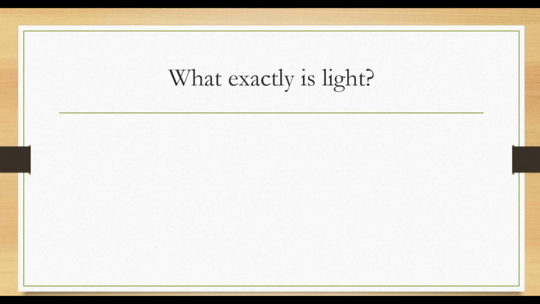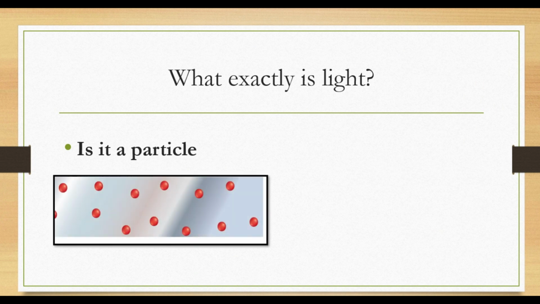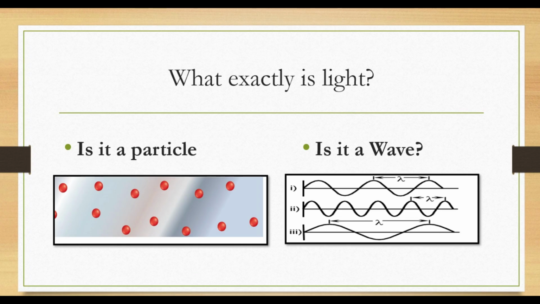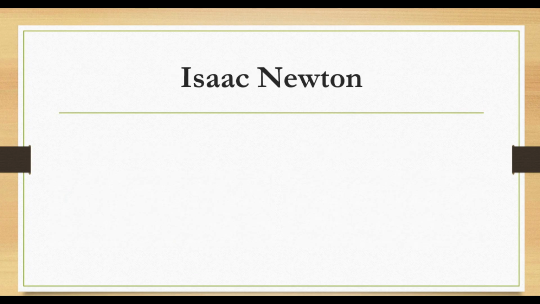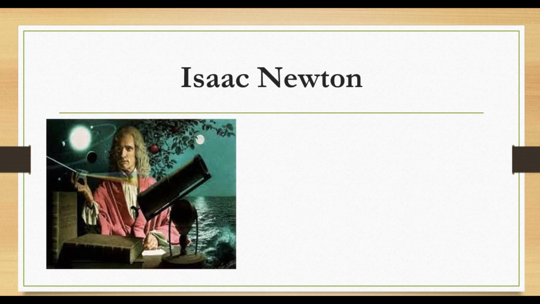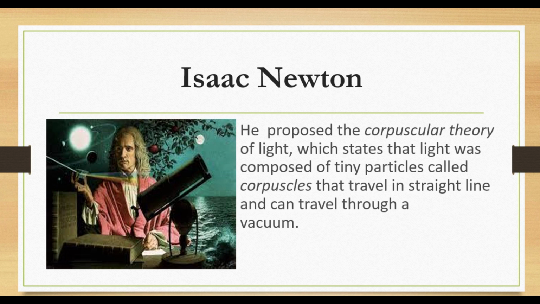But what exactly is light? How do we see things because of it? Is it a particle like an atom? Or is it a wave? Scientists spent several hundred years to answer this question. Isaac Newton is one of the earliest. He said that light is composed of tiny particles called corpuscles that travel in a straight line.